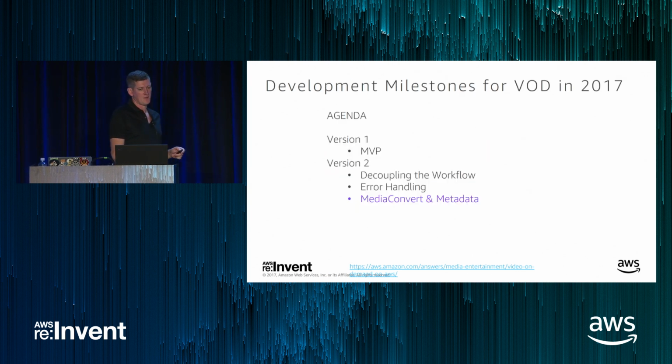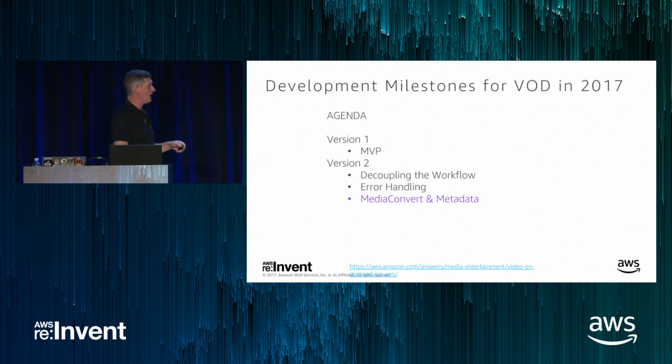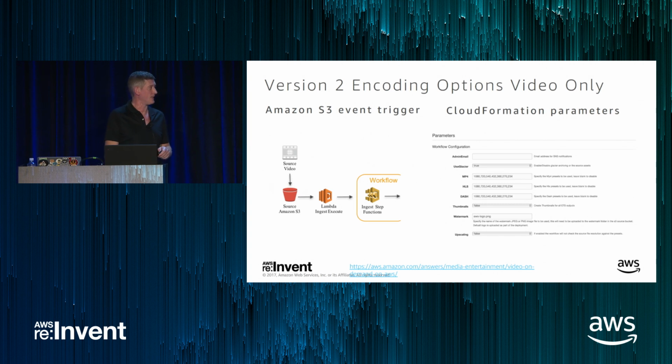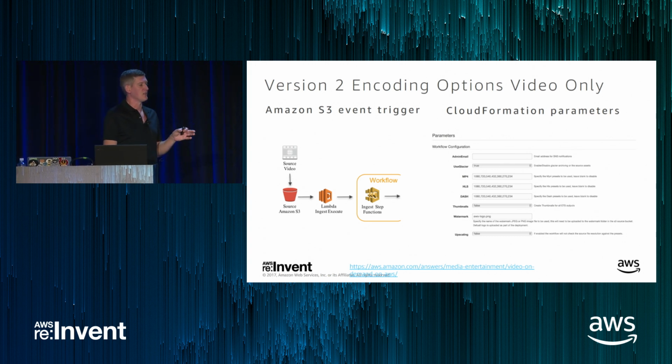The next piece, the third piece I want to look at, is introducing MediaConvert, the new service, and also looking at some of the encoding options and a little more complexity to the workflow by introducing source metadata. When you go to the published version now, there are two CloudFormation templates. There's one that will deploy a video-only version of the solution, and then one that will deliver a version that uses metadata to drive the workflow.